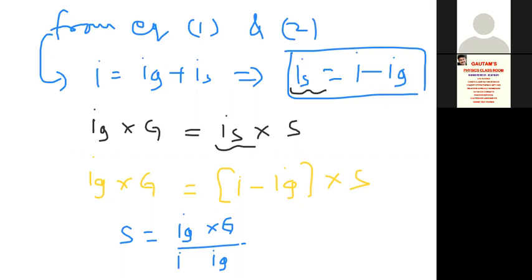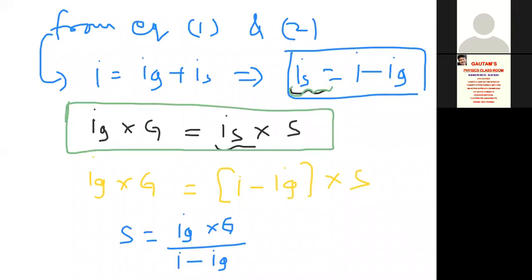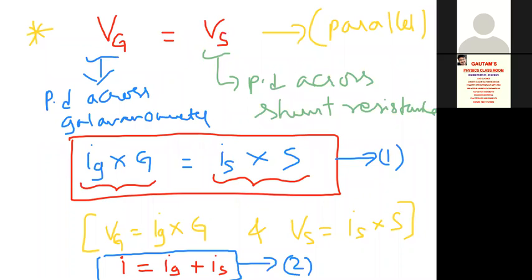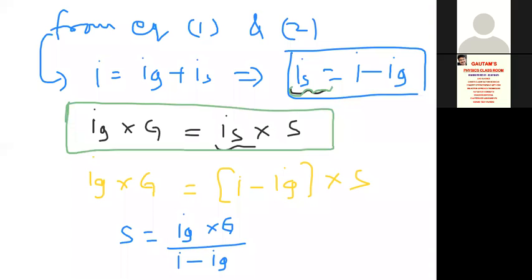This is the expression I got. I eliminated Is. Just observe carefully. Here Is I have taken as I minus Ig. Actually, we got this expression on my previous page. If you observe, that is here Ig into G equal to Is into S. What I did here, I just eliminated this Is value by taking Is from equation number 2. I hope you are clear with what I did. Now coming back to here. So from equation 1 and 2, I equal to Ig plus Is, and (I minus Ig) into S equal to Ig into G. Fine. I hope you are clear with this one.